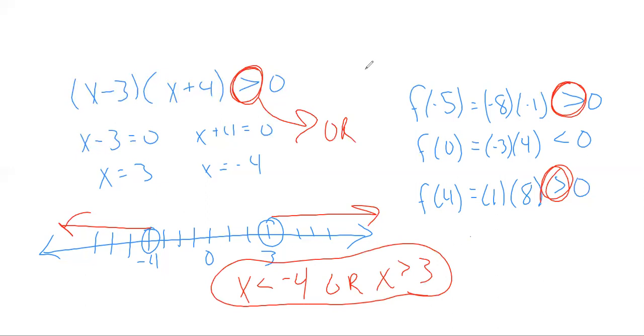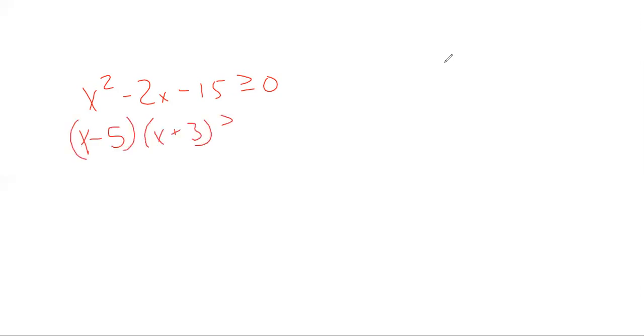Okay, that's the first one we're going to look at. The second one is very much similar, except it doesn't start out factored. x squared minus 2x minus 15 is greater than or equal to 0. So I factor it. x minus 5, x plus 3, greater than or equal to 0.